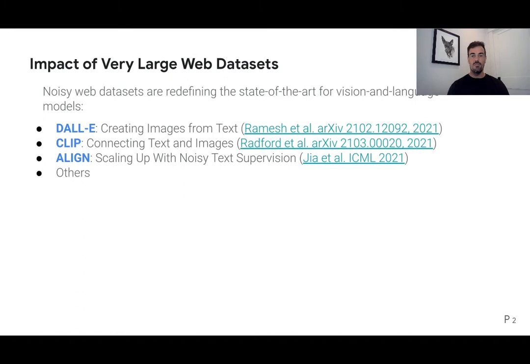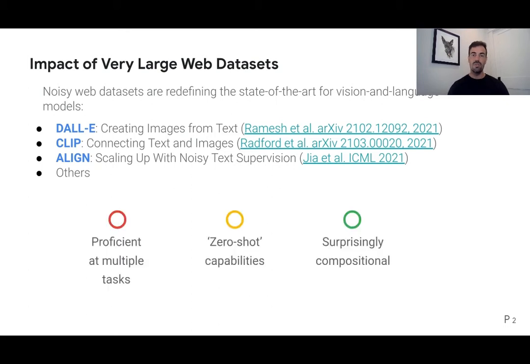Recently, we've seen a redefinition of what's possible for state of the art vision and language models. I'm talking in particular about models such as DALL-E and CLIP from OpenAI and the Align model from Google. What's particularly amazing about these models is that they're proficient at multiple tasks. They have zero shot capabilities. So, for example, a model such as CLIP can achieve very good results for classifying images from ImageNet without using any of the ImageNet training data. And these models are also surprisingly compositional in the way they are able to combine fine grained concepts.